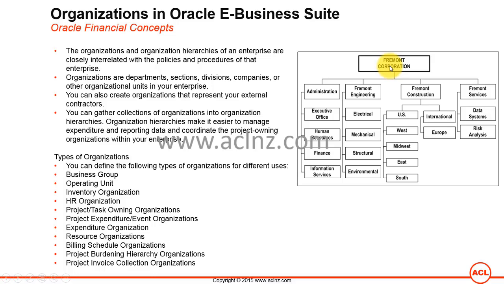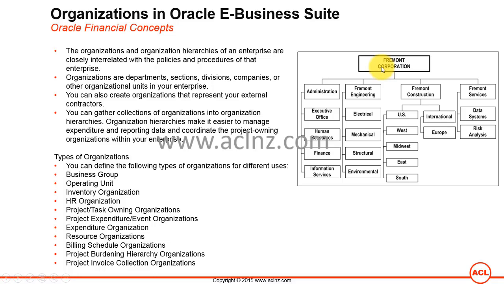Usually when you register a company, you register with the government bodies. You don't register that as a business group, but you register that as a legal entity, which is responsible for filing tax returns, hiring employees, and so on. Whereas a business group is most of the time a logical entity which represents a collection of entities.